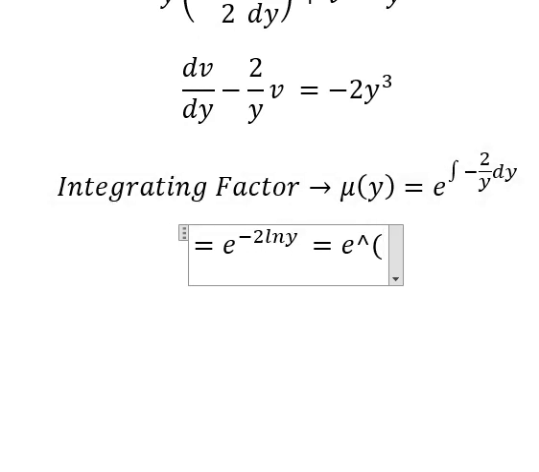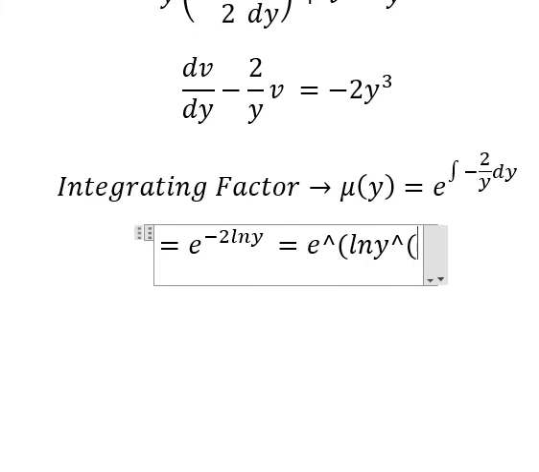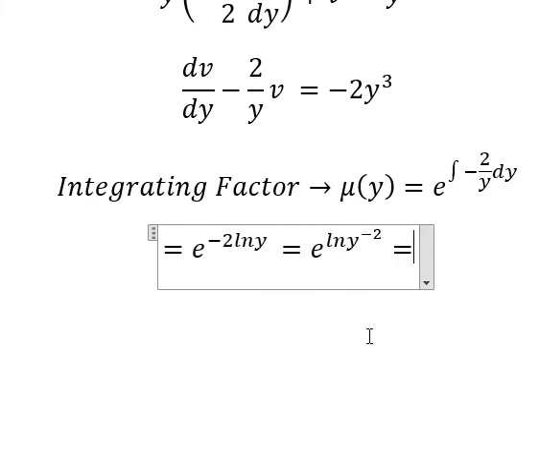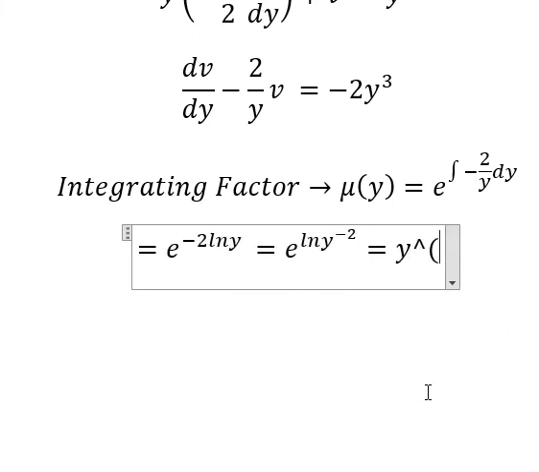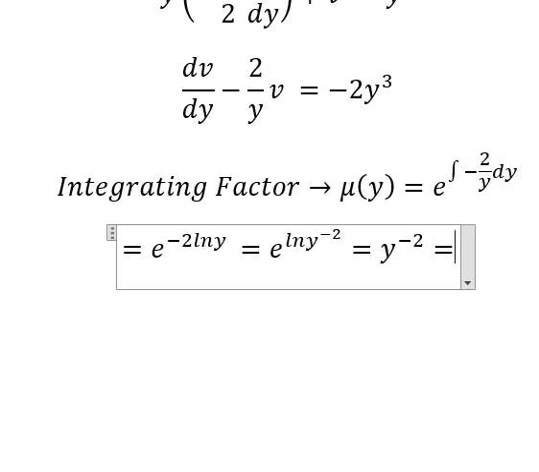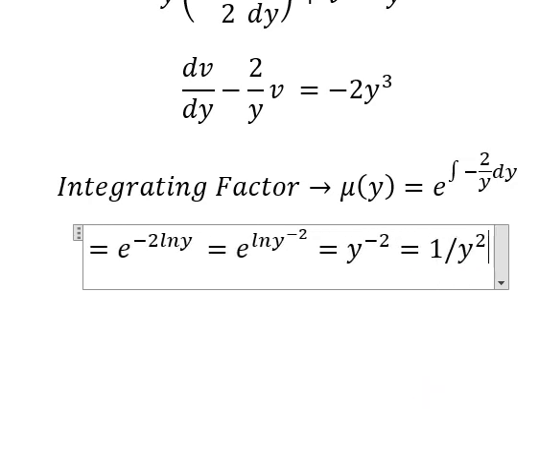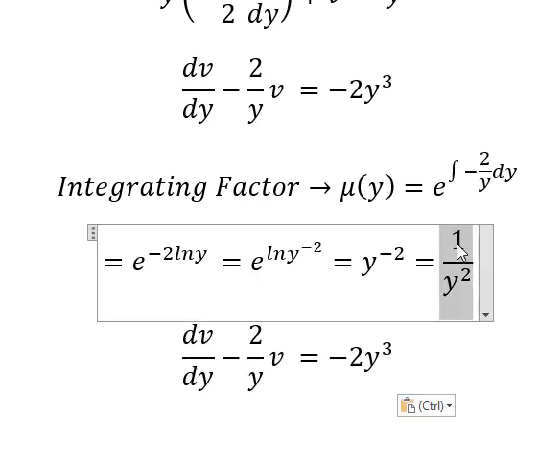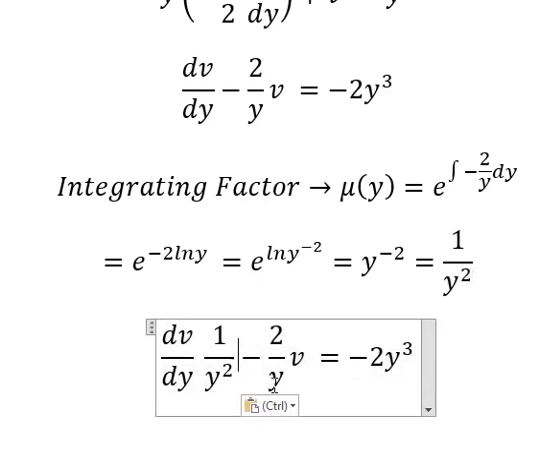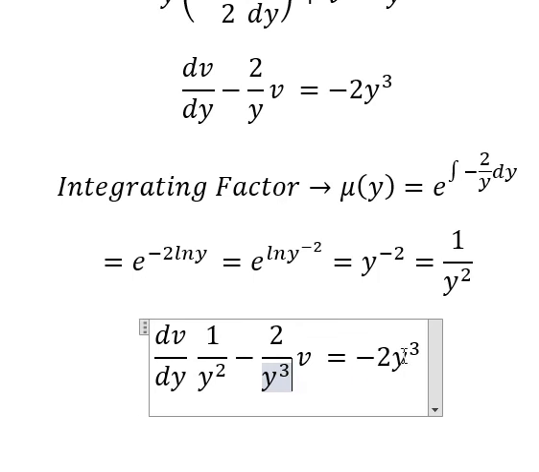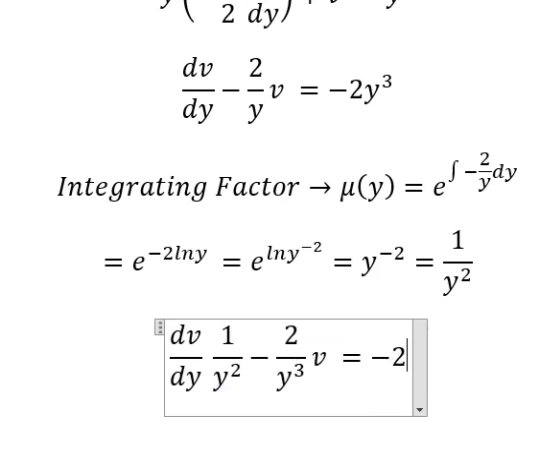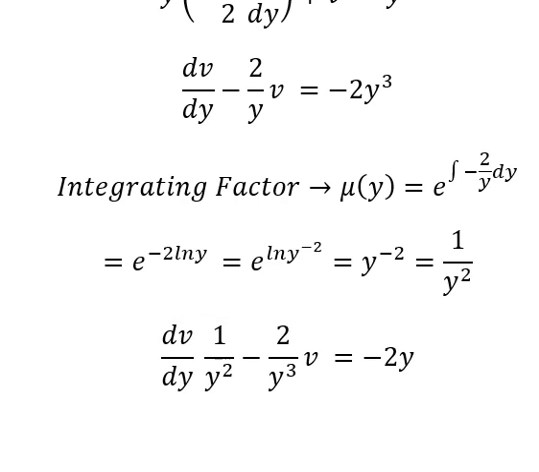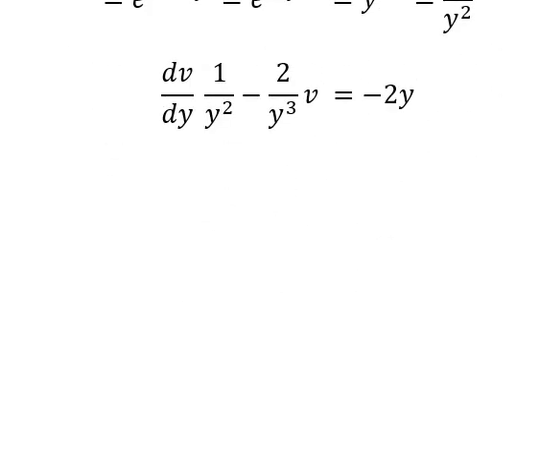inside the natural log in here. And this one we simplify, and we have y to the power of negative number 2, or we can put like this. That means we need to multiply both sides by this one. Next, we need to integrate both sides.